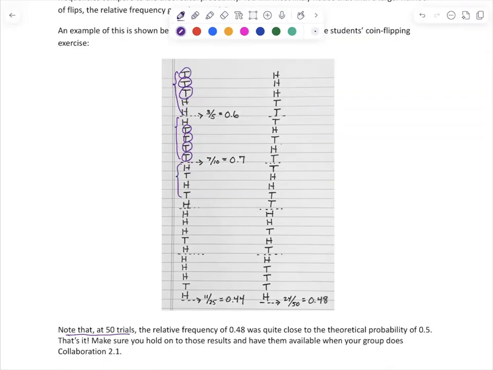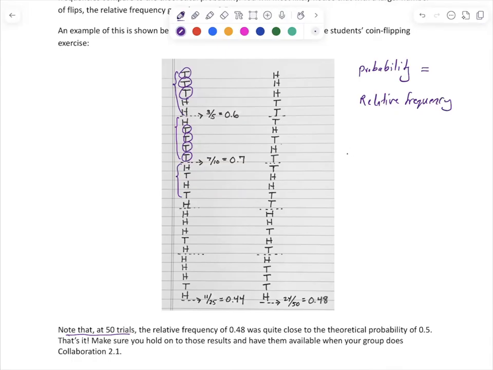That's how we are coming up with a probability. When we are talking about probability and relative frequency in this case, they are the same.